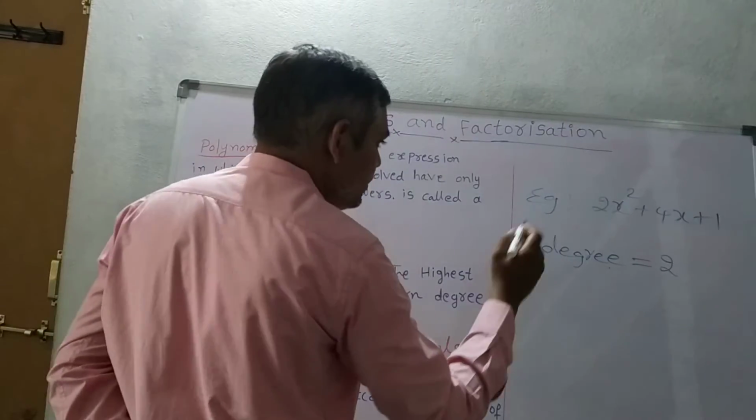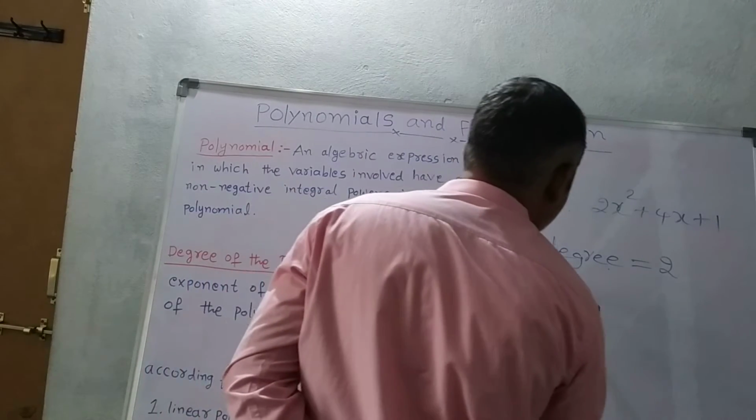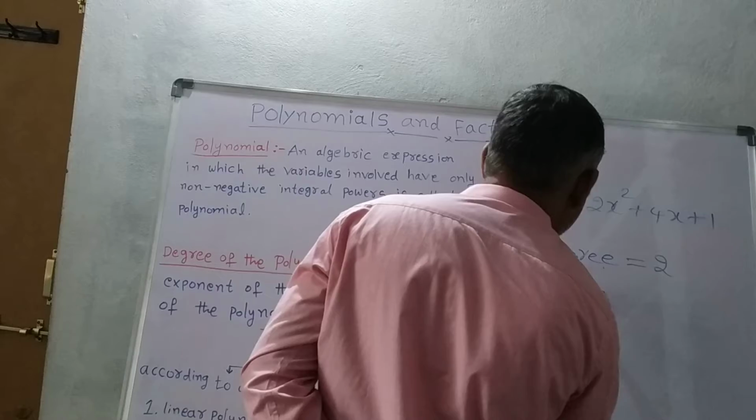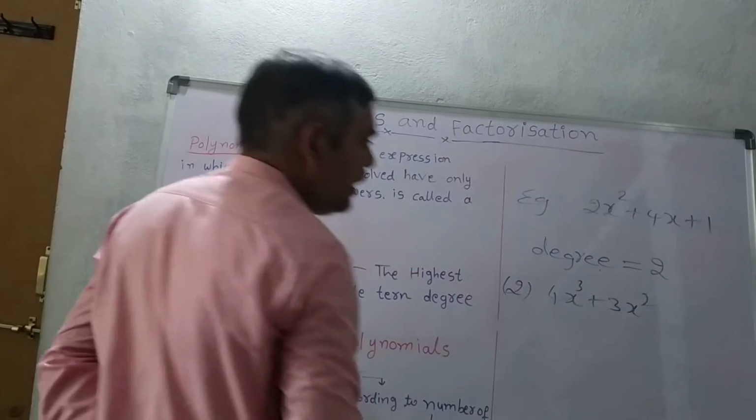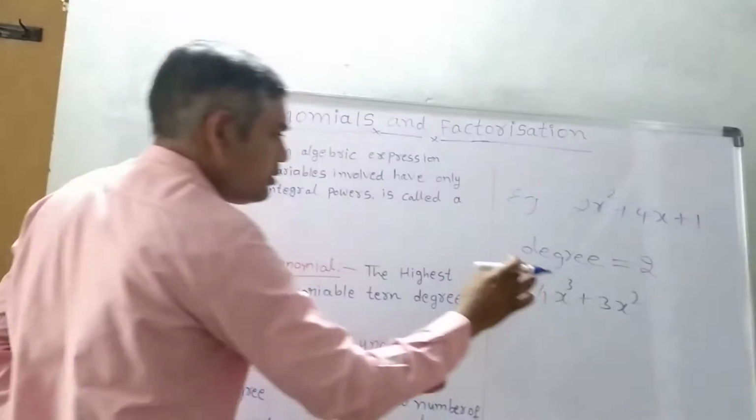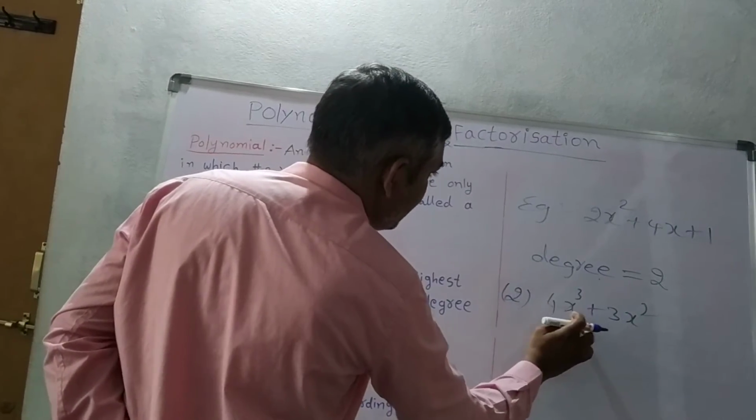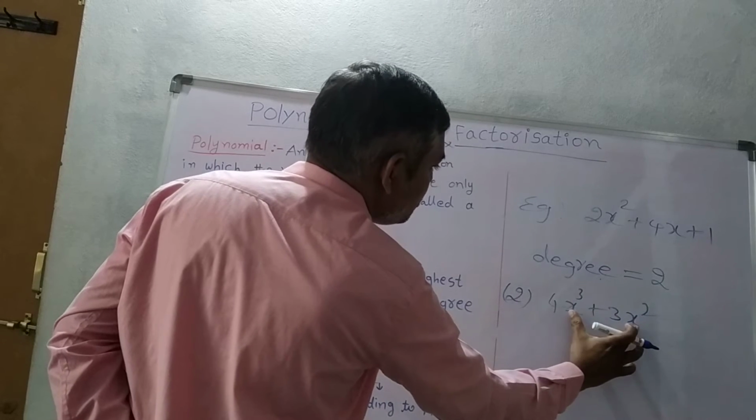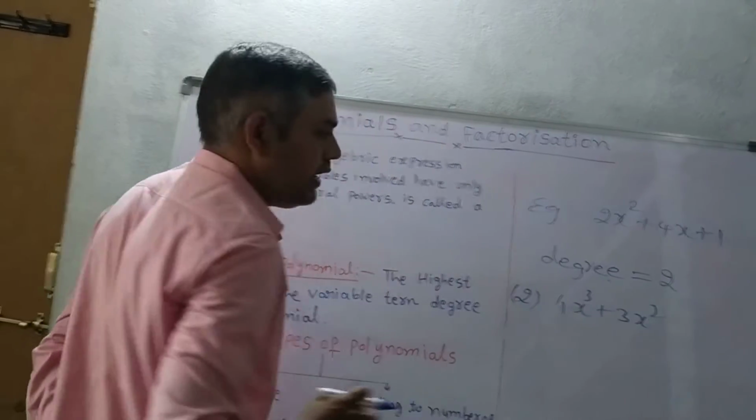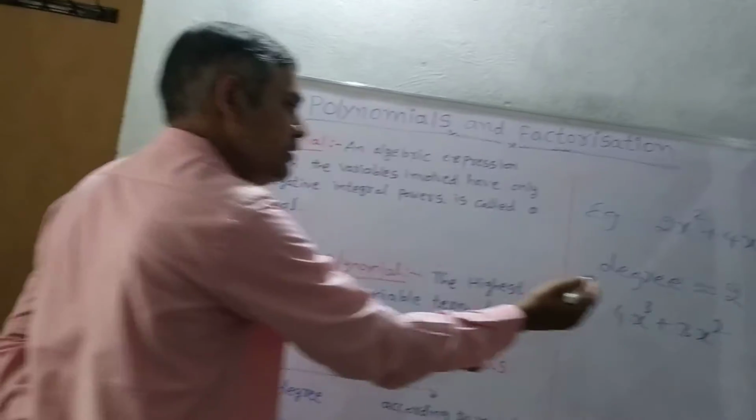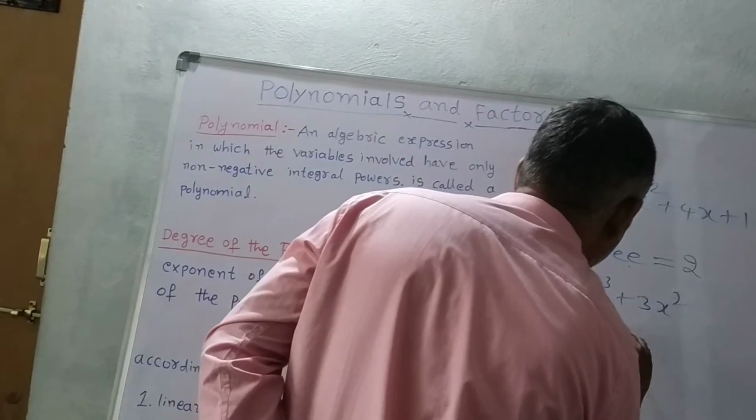And we are considering another example. Example number 2: 4x cube plus 3x square. In this polynomial, here also there are two variable terms, 4x cube and 3x square. In these two terms, the first term has the highest exponent, which is 3. That's why the degree of this polynomial is 3.